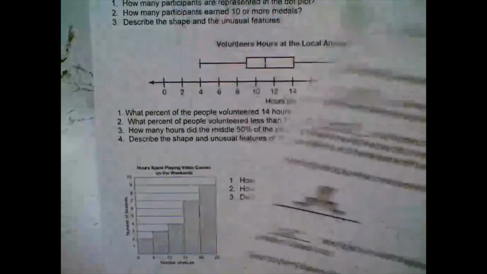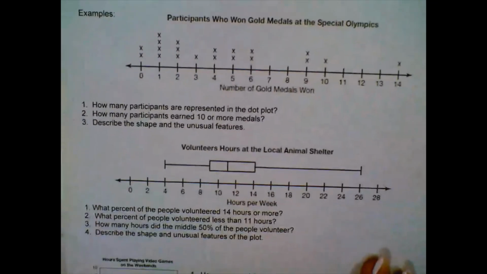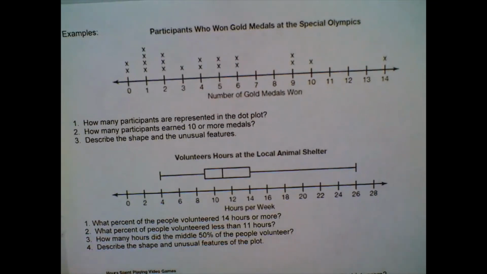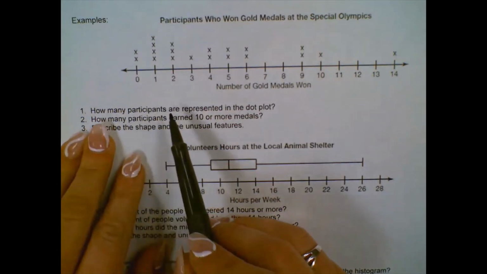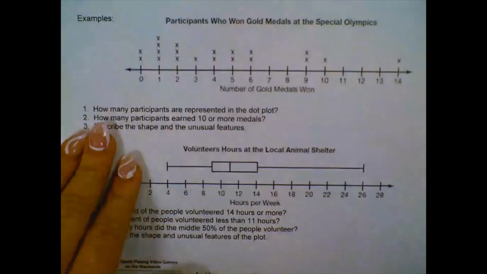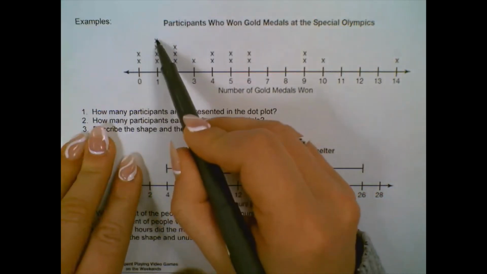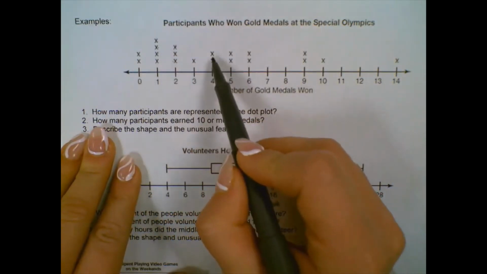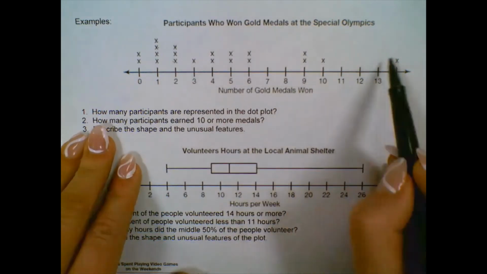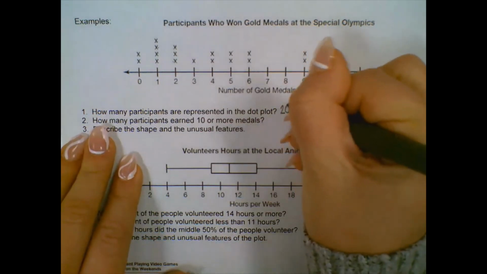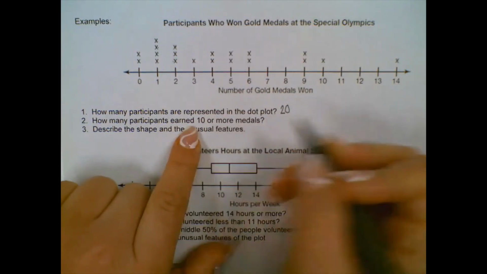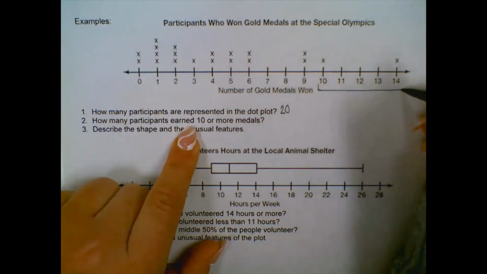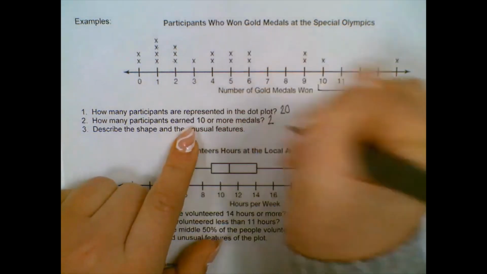So looking at our data, this right here is a dot plot, but this is the same concept. We can describe the shape, we can describe the features, and also answer some questions. So for example, it's asking how many participants were represented in the dot plot. So we would just count how many dots there are. So we have 1, 2, 3, 4, 5, 6, 7, 8, 9, 10, 12, 13, 14, 15, 16, 17, 18, 19, 20. So there are 20 participants surveyed in this dot plot. Out of those participants, we want to see how many earned 10 or more medals. So 10 or more is here, so that would only be 2.